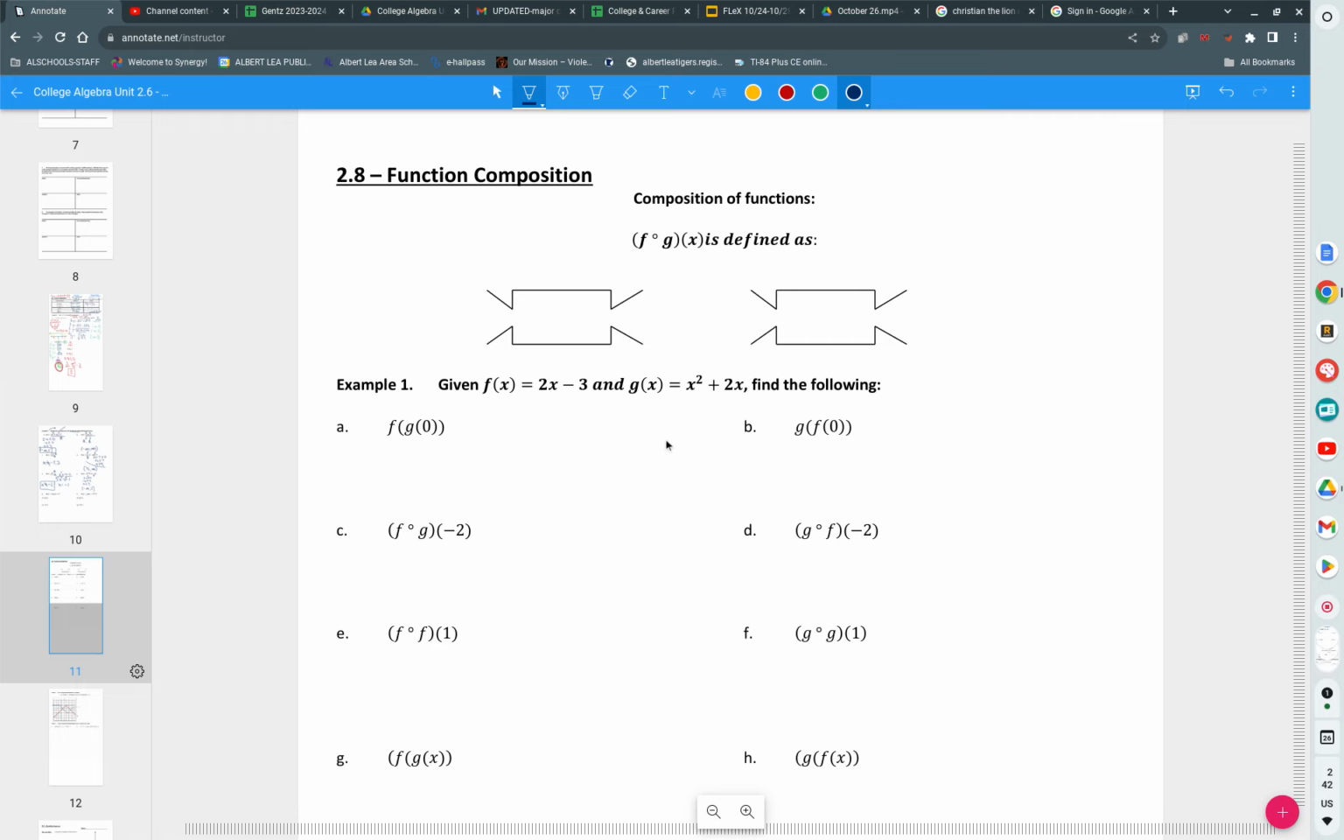Okay, here we go. Turn to 2.8, composition of functions. This is the next spot you want to be at, composition of functions. Today I teach you something new, but it is not challenging. It is new, but it is not challenging. You won't know how to do it unless you see it, okay?